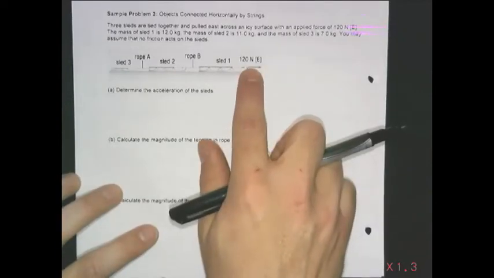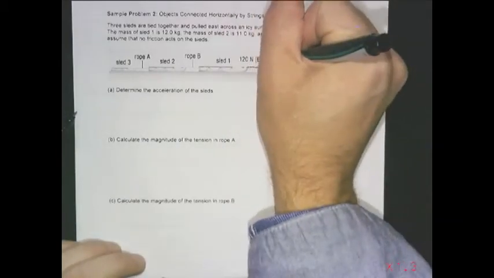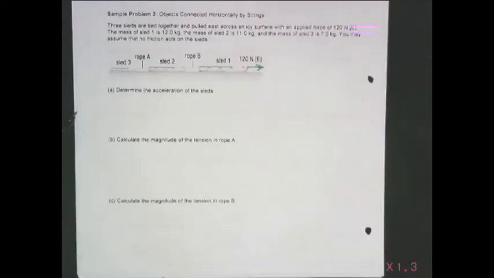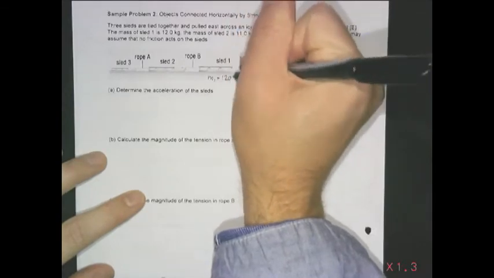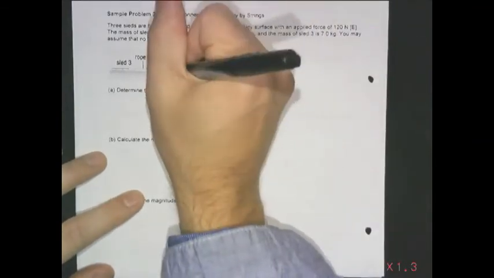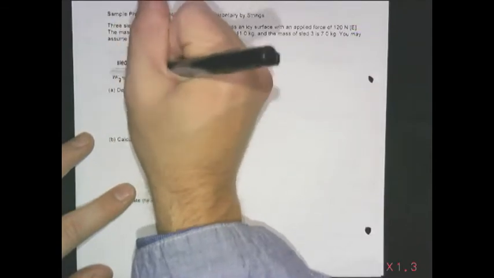Okay, taking a look at sample problem number 2. This is another classic example that you're going to have to be familiar with. This is an example where several objects are pulled together and attached by ropes and pulled by a rope. So we have a force of 120 newtons that is pulling on these three sleds. Sled 1 has a mass of 12.0 kilograms. Sled 2 has a mass of 11.0 kilograms. And sled 3 has a mass of 7.0 kilograms.